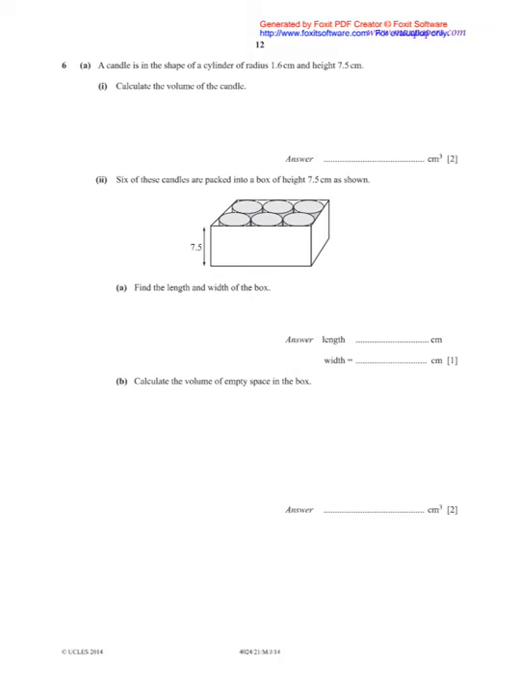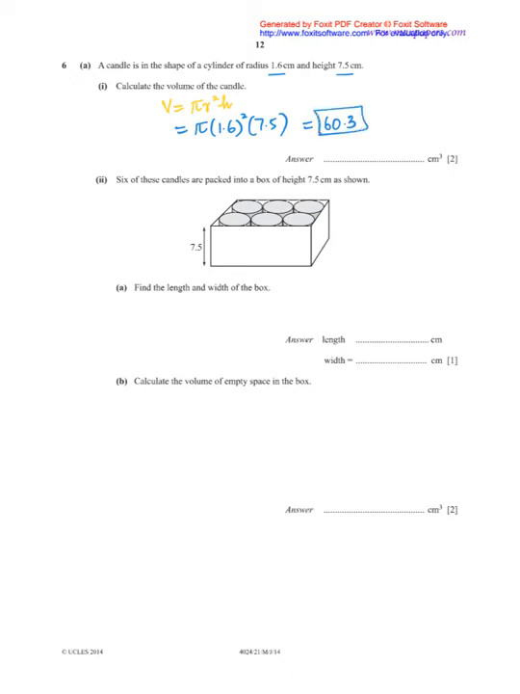Number 6 from the topic mensuration, it says a candle is in the shape of a cylinder of radius 1.6 and height 7.5. Calculate the volume of the candle. So for the volume of the candle, the working formula is pi r square h. Substitute values here. So pi, radius 1.6 squared and height 7.5. So that is equal to 60.3. That is your first part answer.